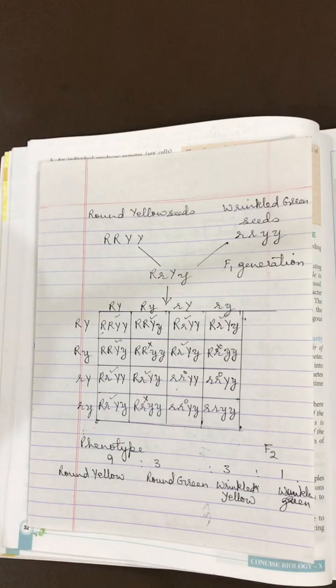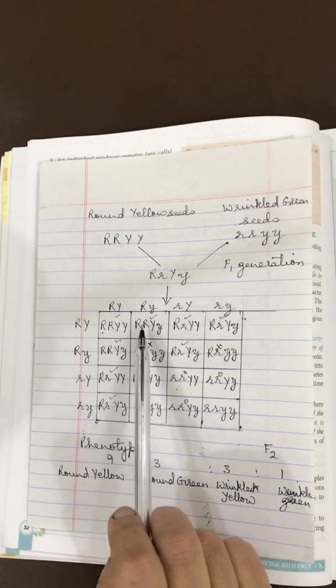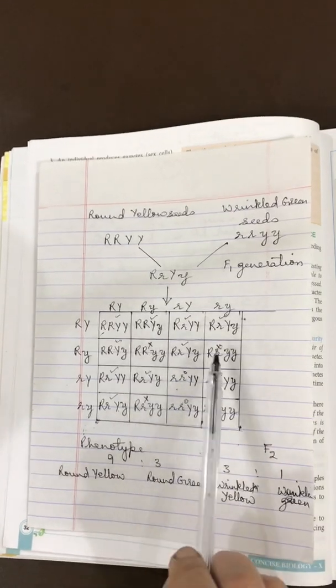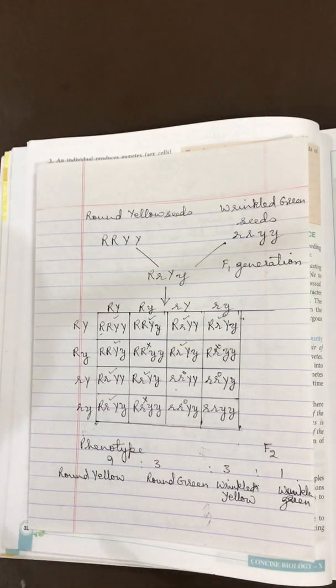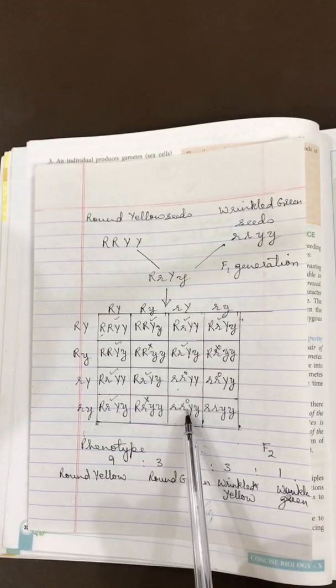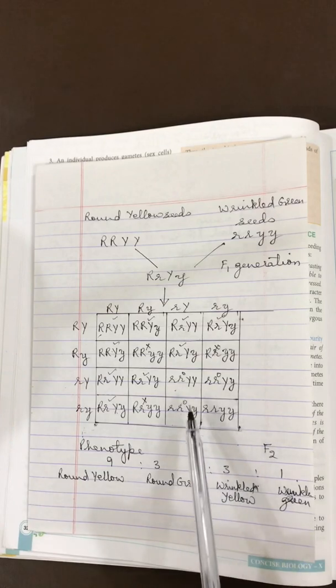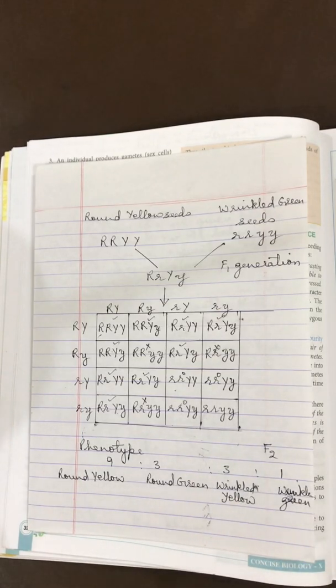And 3 bearing round and green seeds: 1, 2, 3. Then 3 bearing wrinkled and yellow seeds: 1, 2, 3. And only 1 was bearing wrinkled and green seeds. So this is the phenotype of the F2 generation. And the genotype of a dihybrid cross is a very complex one, which we are not going to study at this level, and it is not in your syllabus. Only the phenotype of the F2 generation is there. So this much we do for this dihybrid cross.